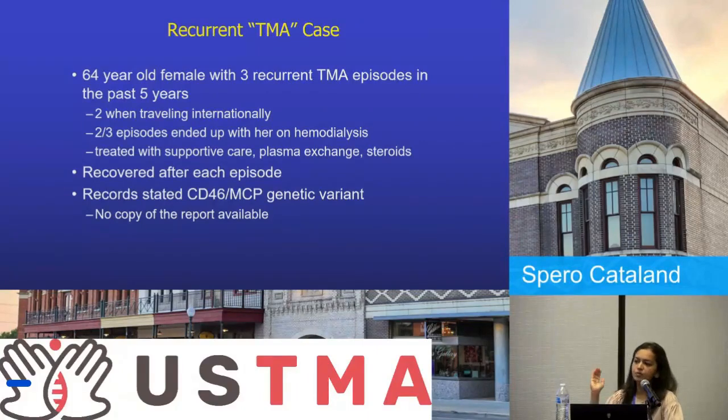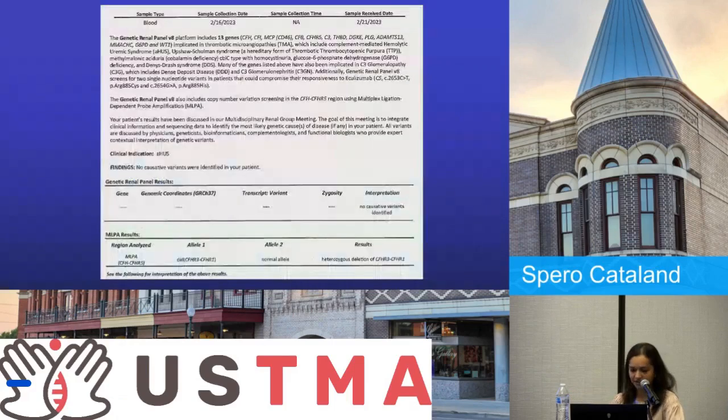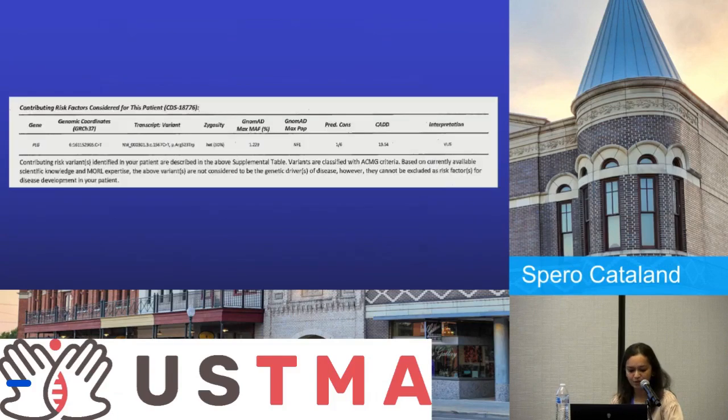But when we checked the records, we could not really find this mutation testing. And that's why we ended up sending testing again. And interestingly, there was nothing found in the CD46 or MCP mutation. So we didn't really find this mutation. So I'm glad we sent this testing. And what we found was a mutation in plasminogen.